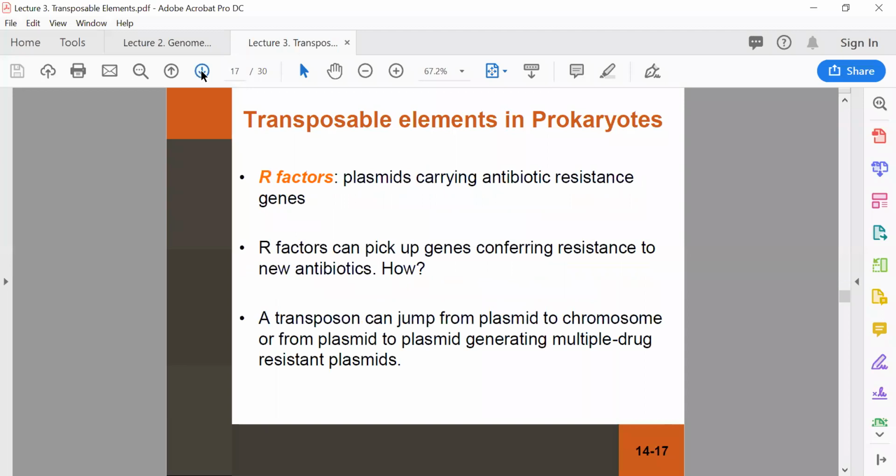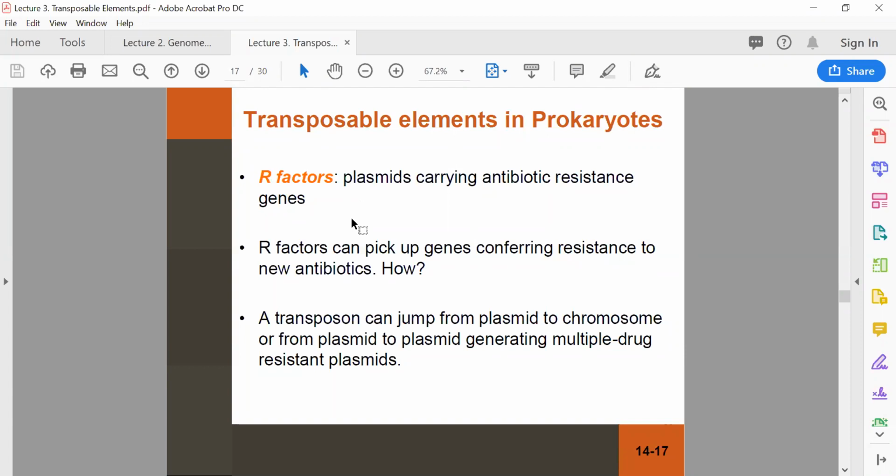Okay, let's turn our attention to what are called R factors. R factors, or resistance factors, are plasmids. And these are plasmids that carry genes encoding for antibiotic resistance. And this will take you back to one of your pracs, the P-GLOW prac. So let's look at R factors.